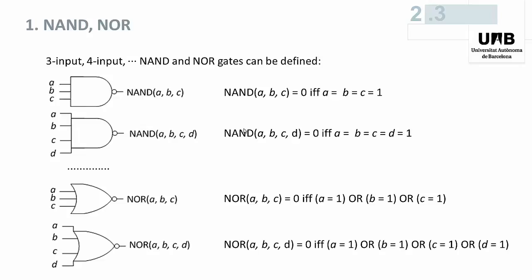NAND and NOR gates with more than two inputs can also be defined. So you could define a 3-input, a 4-input, and so on NAND gate, or a 3-input NOR gate, a 4-input NOR gate, and so on. The definition is the following one. The NAND of A, B, and C is equal to 0 if A, B, and C are equal to 1. The NAND of A, B, C, and D is equal to 0 if A, B, C, and D are equal to 1, and so on.